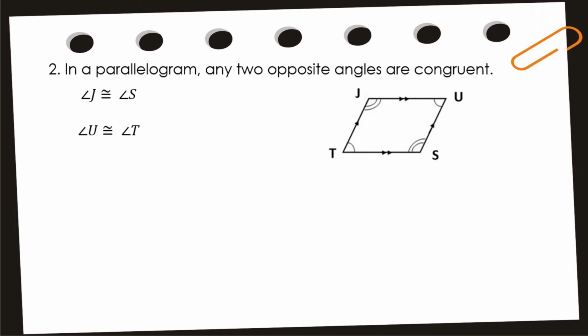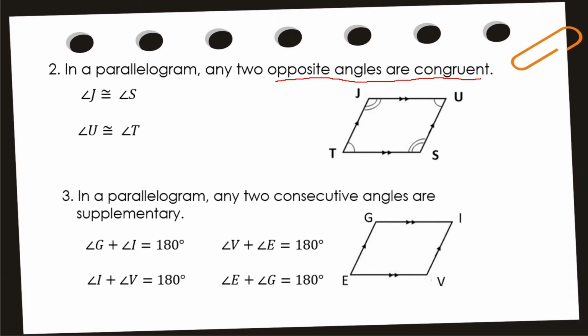Next property, in a parallelogram, any two opposite angles are congruent. So if JUST is a parallelogram, it means that angle J is congruent to angle S and angle U is congruent to angle T.